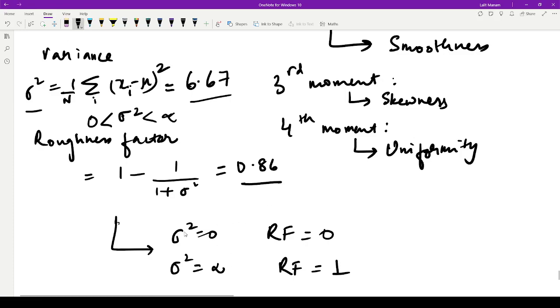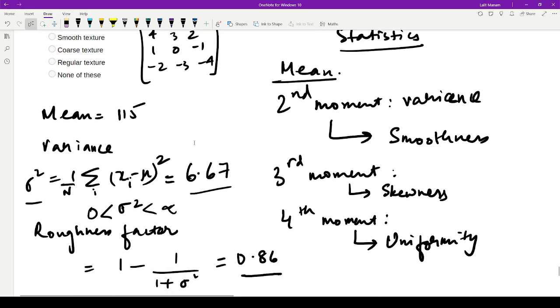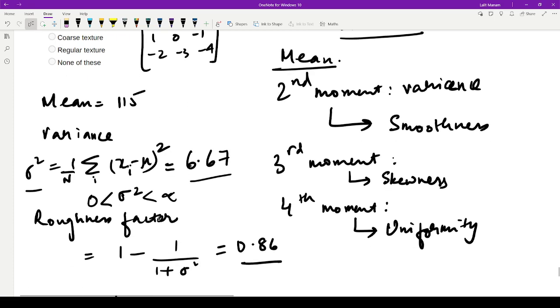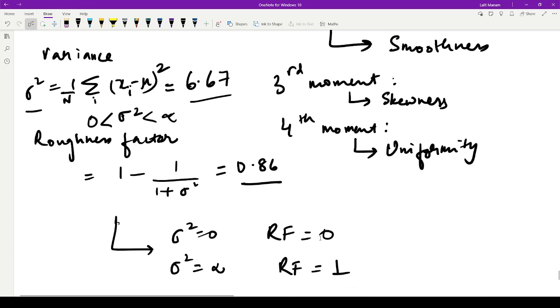What does sigma square mean? Variance. How much the numbers are varying, right? If the numbers are varying too much, that means it is very rough, and the roughness is 1. But if the numbers are not varying too much, then they are kind of smooth. Then it's close to 0, right?